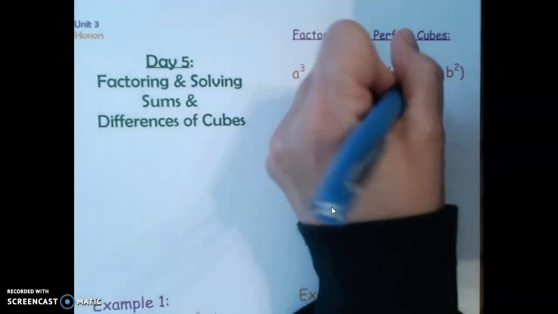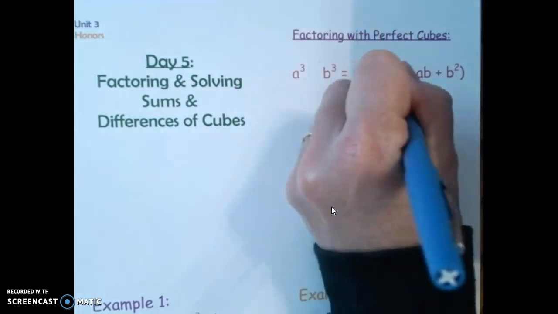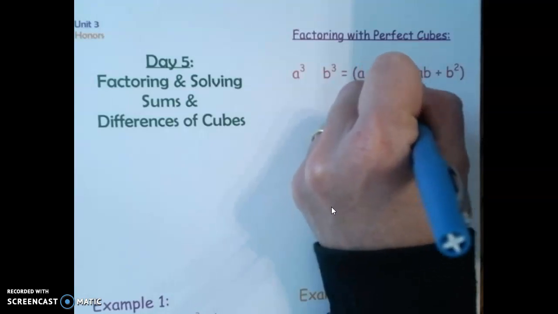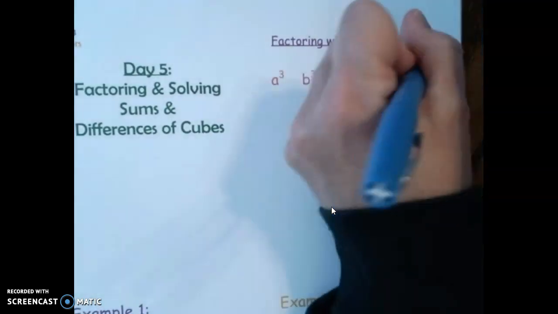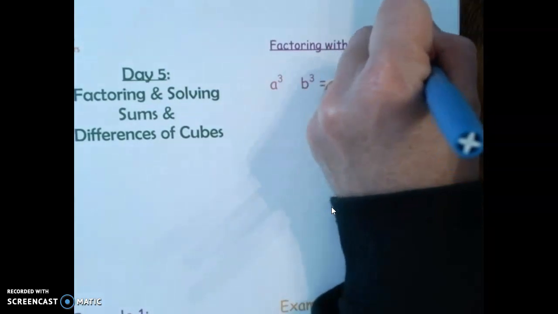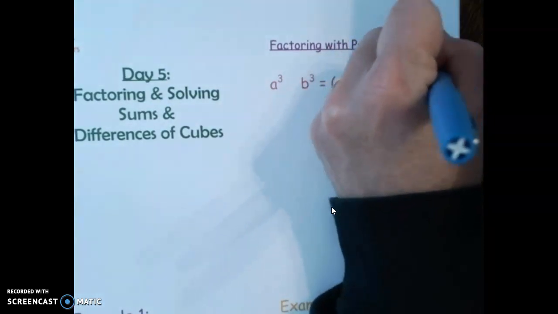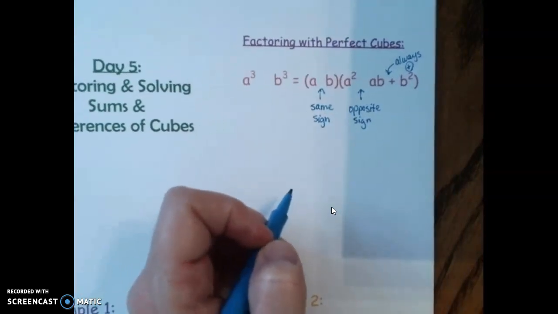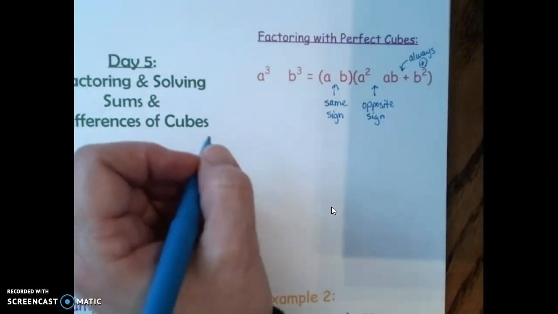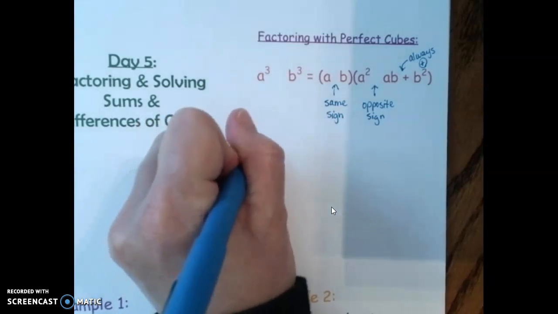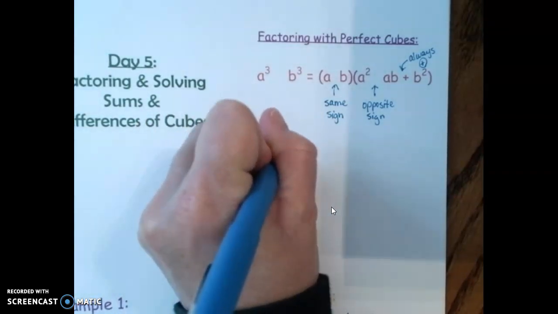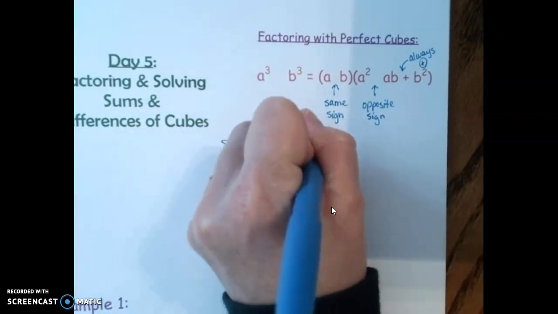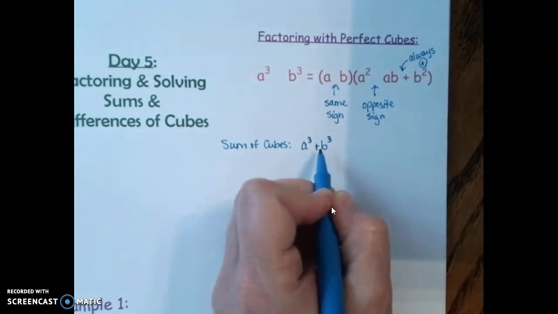There's a blank here for a reason. This will always be the opposite sign. This will always be a plus. So let's talk about the differences. So we could have a sum of cubes, which would look like a to the third plus b to the third, sum, meaning we're going to add.